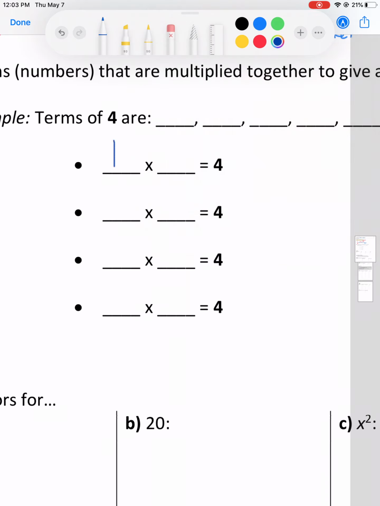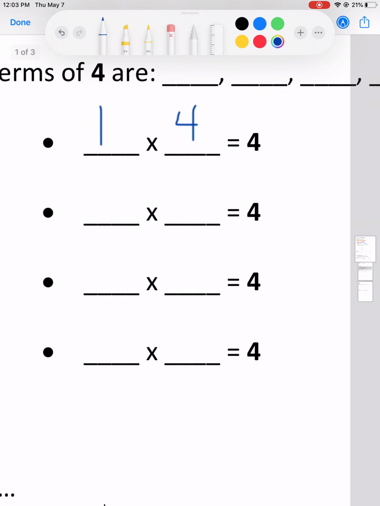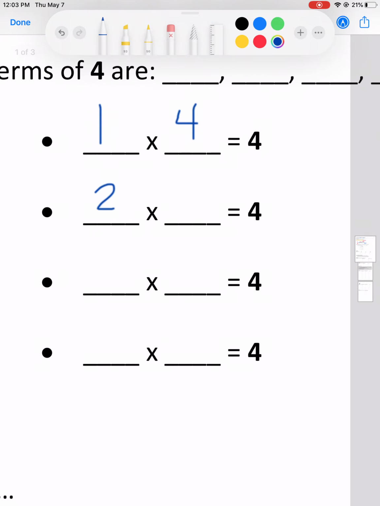1 and 4. 2 and 2. Now, what are my other two? Don't say 3 and 1 because that's adding, right? We're multiplying here. So it's going to be -1 and -4, -2 and -2. So at some points, I'm going to say don't forget your negatives.